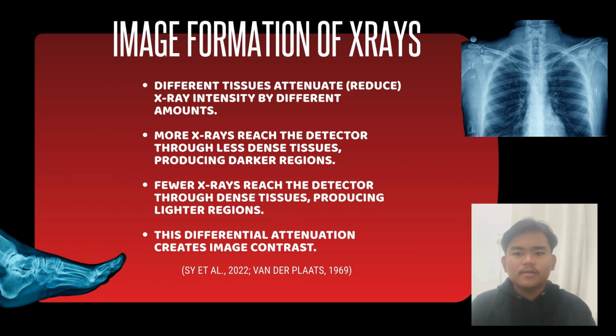How is the image of an X-ray formed? Well, different tissues attenuate, or reduce, X-ray intensity by different amounts. More X-rays reach the detector through less dense tissues, producing darker regions. Few X-rays reach the detector through dense tissues, producing lighter regions. This difference in attenuation creates image contrast, which produces the image that we see.